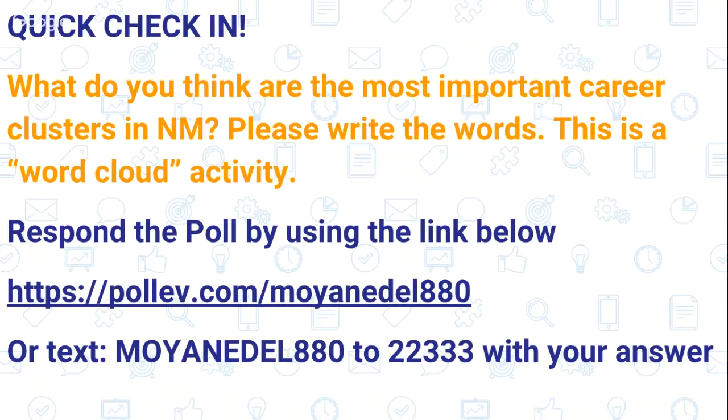We are going to use Poll Everywhere for this activity. You can use that link and respond one word at a time. What do you think these career clusters are? Or if you don't have access to a computer, use your phone and text it to that number, 22333, with that name. I know it's a little long, but we will give you some time. The idea is to have a word cloud activity.